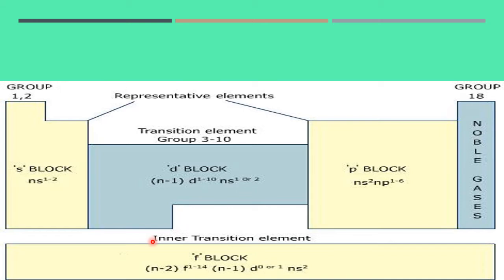S and p together are called representative elements. Why? Because they are the main elements of life. That's why they represent our life. Most of the elements which we require for life come under the s and the p blocks. Therefore, they are called the main elements or the representative elements. Now we'll go to the next discussion after glancing over the framework of the modern periodic table group wise.